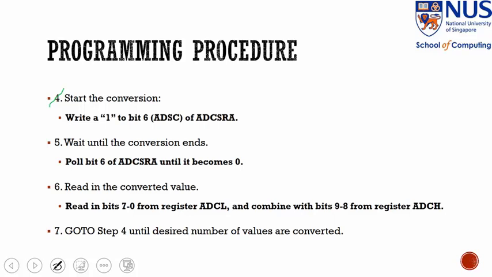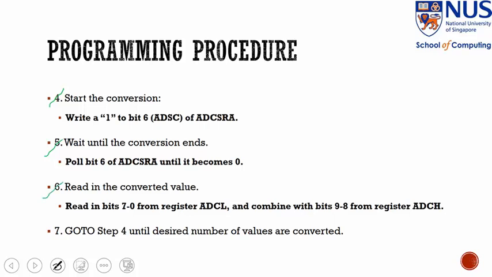In order for me to know that the conversion is complete, I need to poll bit 6 of the ADCSRA register until it becomes 0. Once that bit becomes 0, then I can read in the converted value from the ADCL and ADCH registers. So there are two registers.